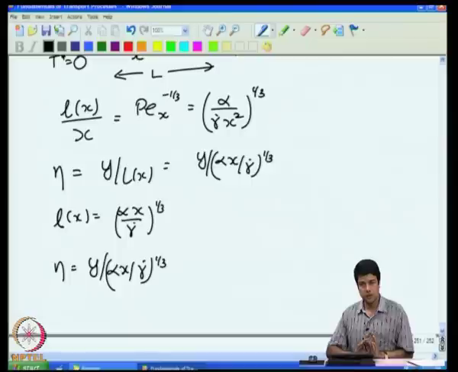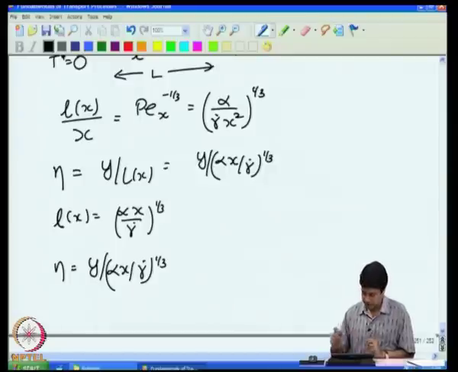If you recall, for the impulsively started plate, we had obtained a similarity solution based upon dimensional analysis, the fact that there is no length scale or time scale in the problem. Therefore, I can get only one similarity variable. Here, we are doing this based upon physical insight.